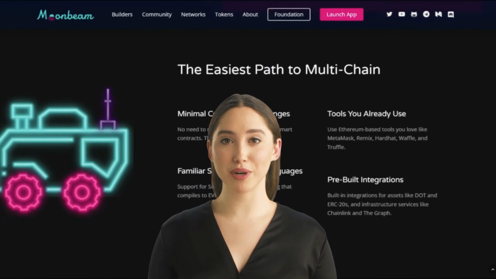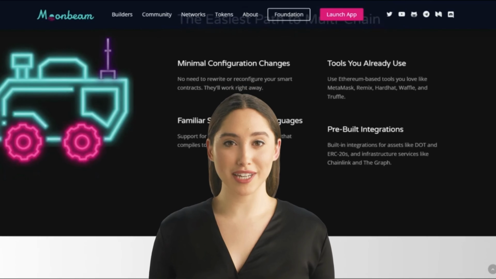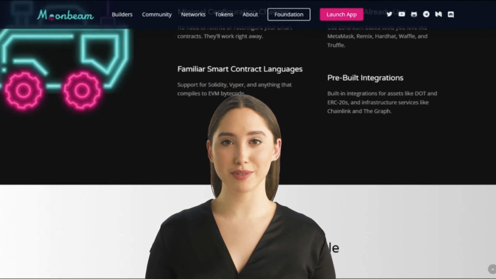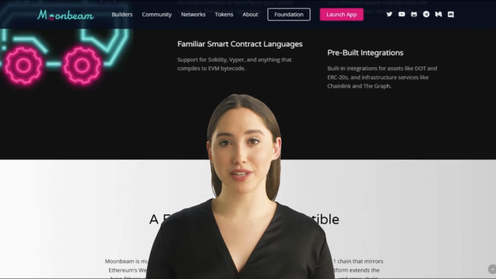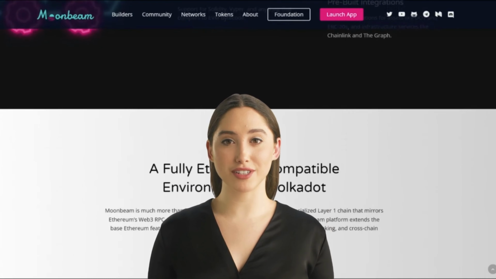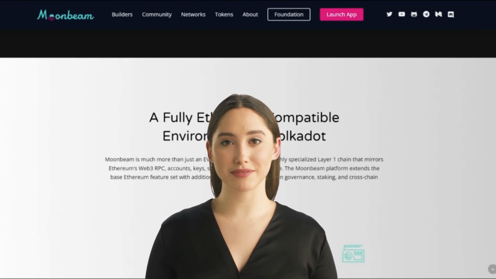As a parachain on the Polkadot network, Moonbeam benefits from the shared security of the Polkadot relay chain and integrations with other chains that are connected to Polkadot. Moonbeam is a smart contract platform that aims to provide interoperability with the Ethereum network while leveraging the scalability and low transaction fees of the Polkadot ecosystem.